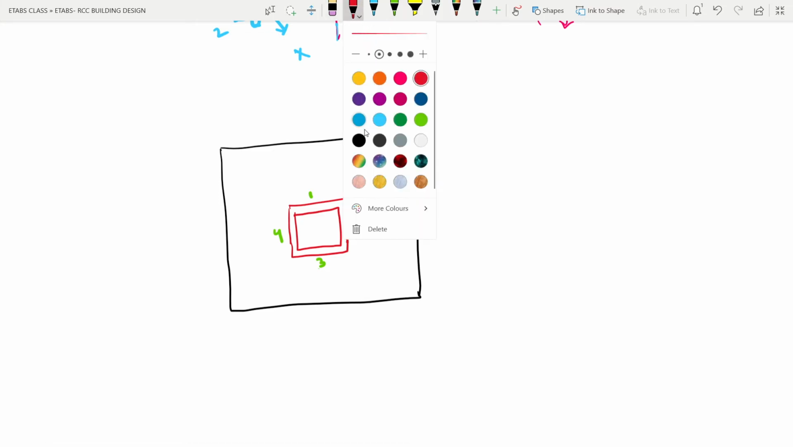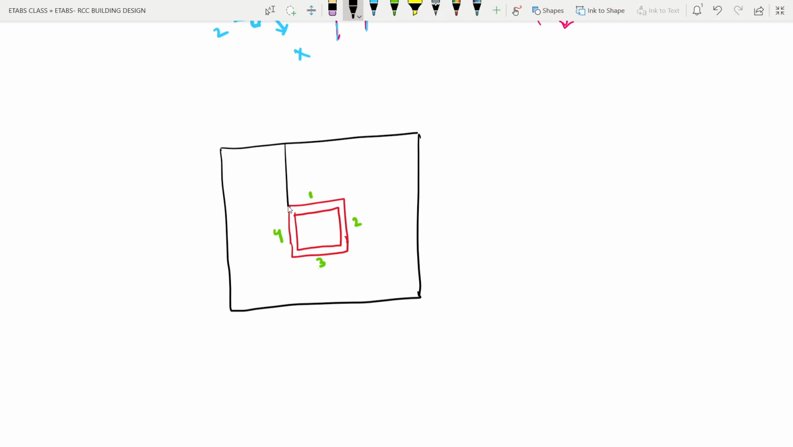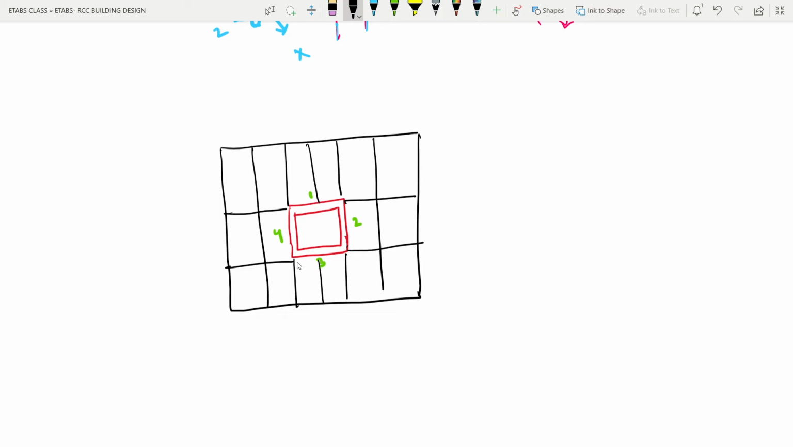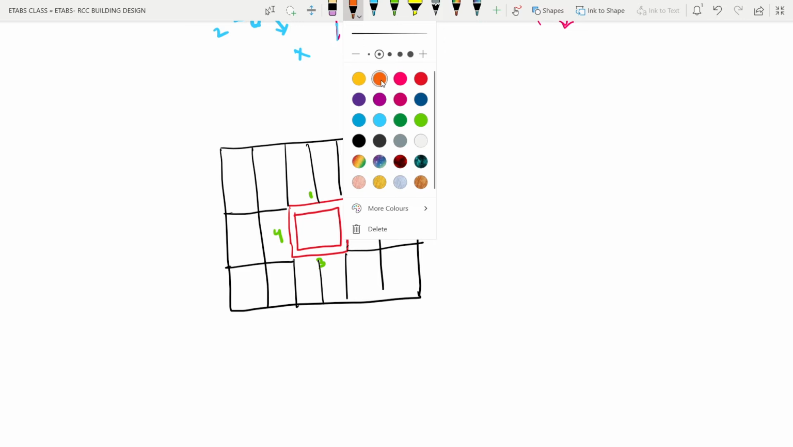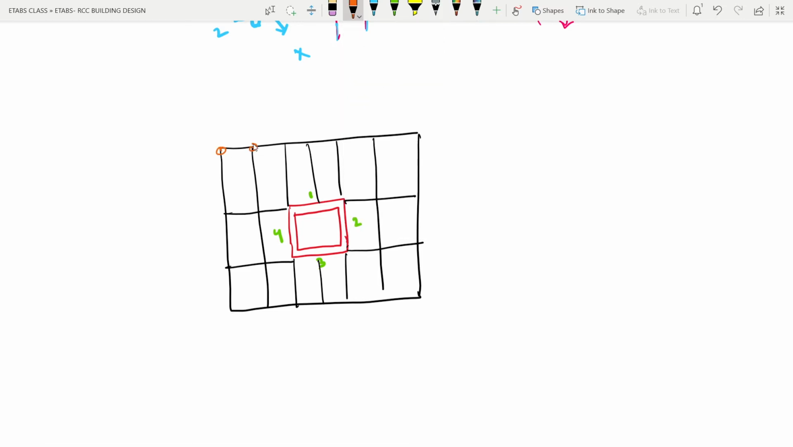And then we will be having the beams and columns. Suppose I will be having beams like this, beams like this, like this, and then suppose here also we will be having beams, and then we will be having the columns.